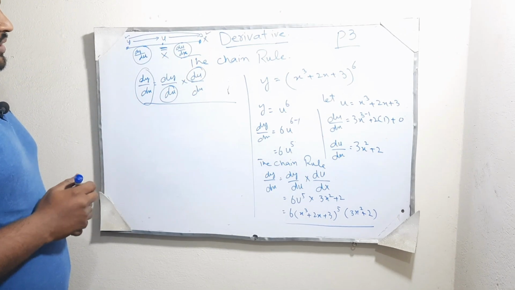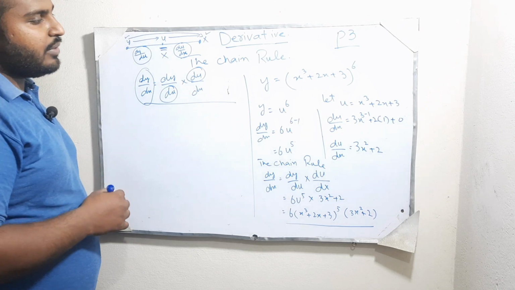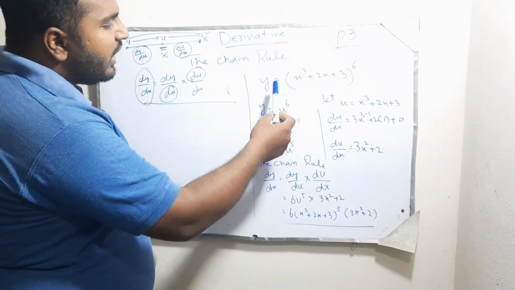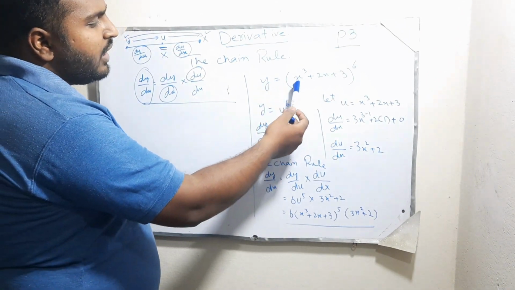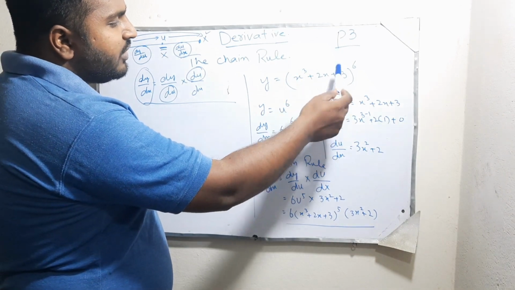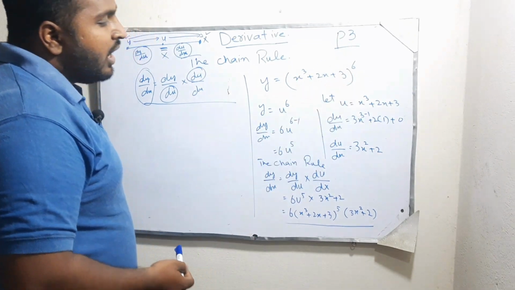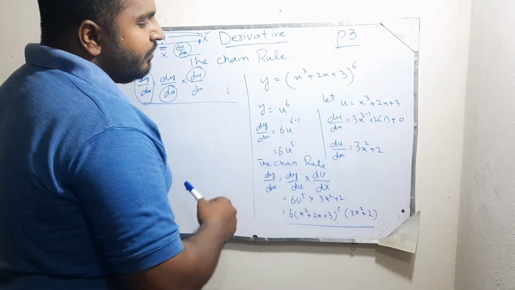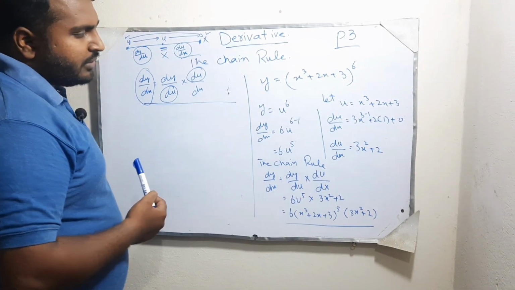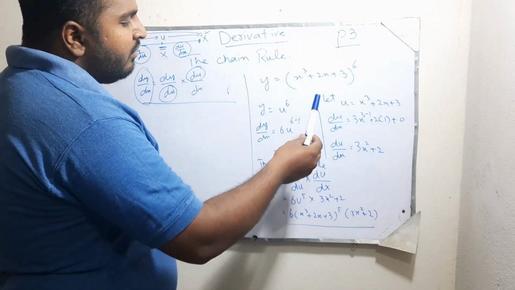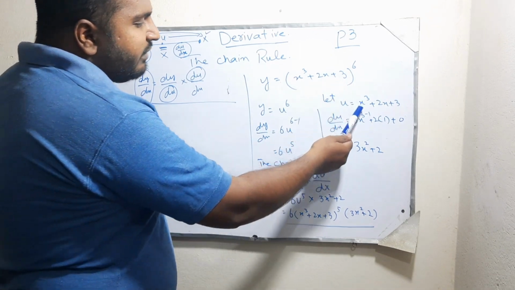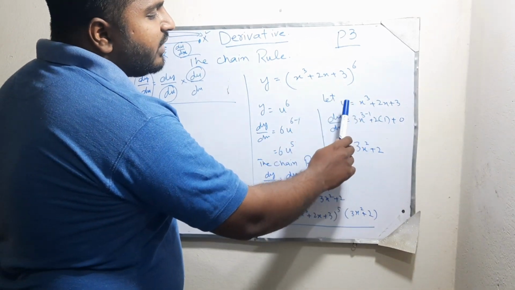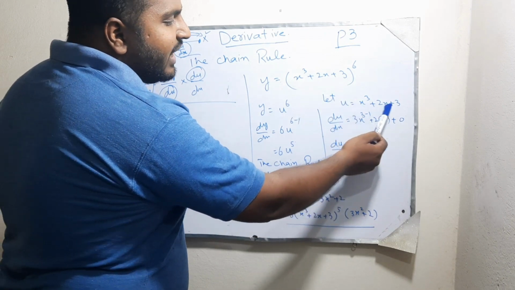Y is our parameter here. We will take an example to illustrate it. Like we have taken y is equal to (x power 3 plus 2x plus 3) all power 6. Let this whole expression be u. We have taken a parameter. Then what would be the derivative of this? We will differentiate this u with respect to this x.